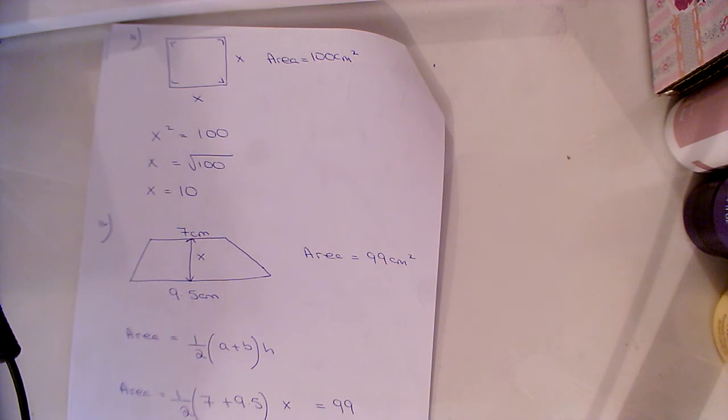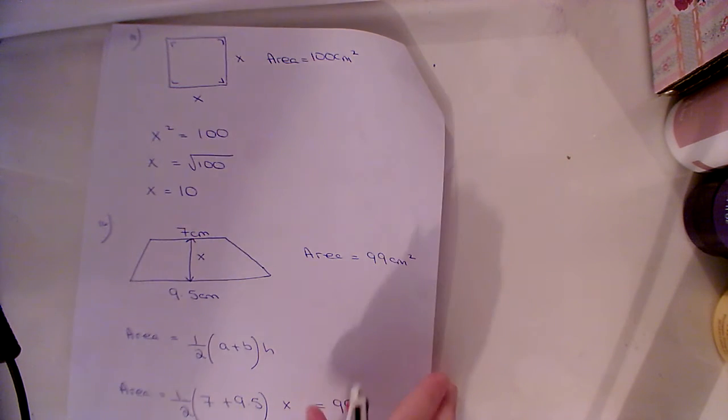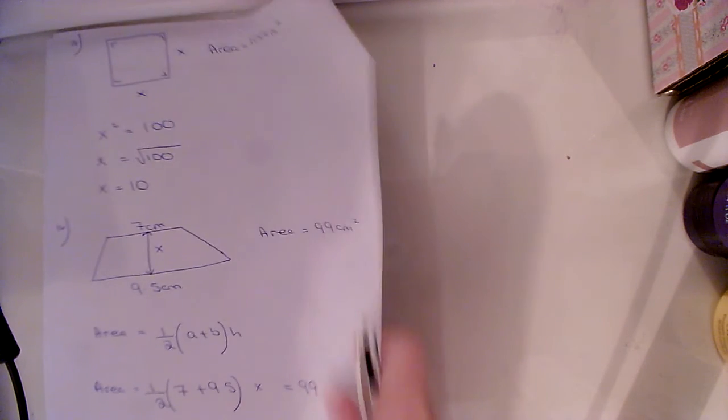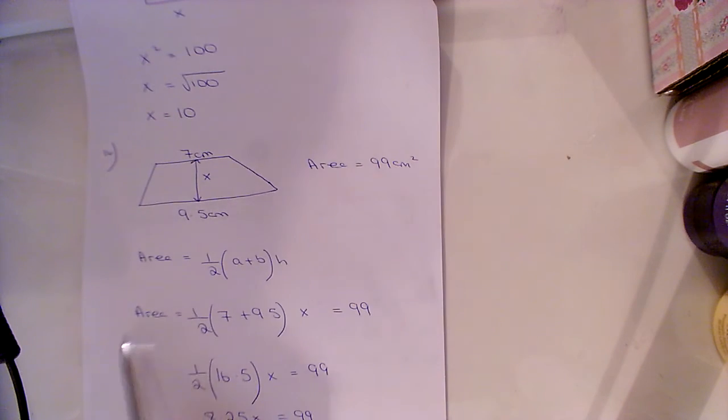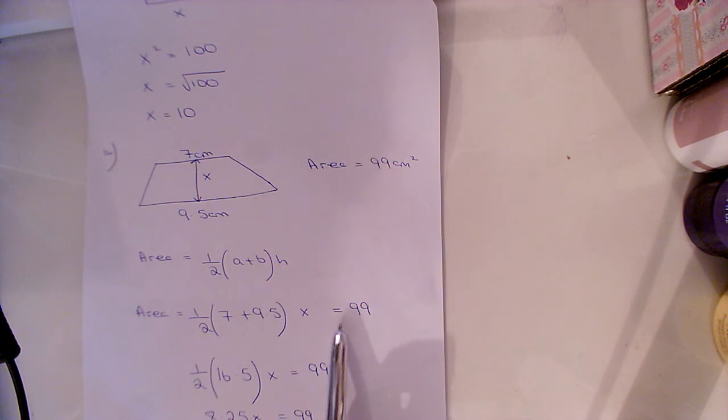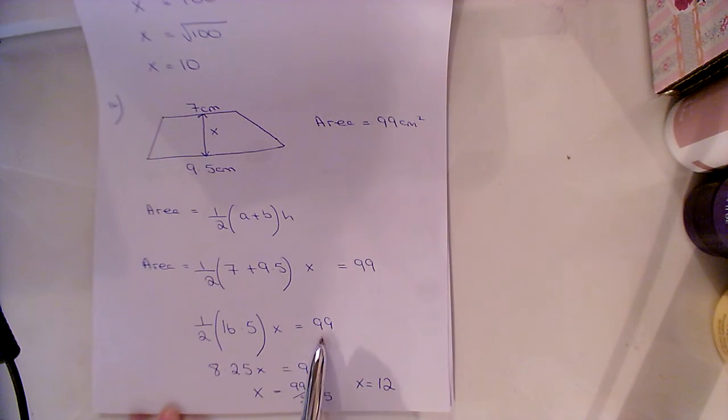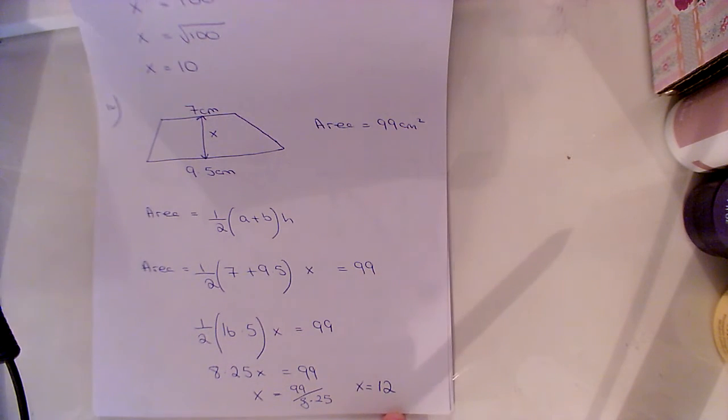For part 4, I have a trapezium, so I'm told the area is equal to 99 centimeters squared, and I'm looking for my height. So the formula of a trapezium is area is equal to half bracket a plus b, h. So I have area is equal to half bracket, my a is 7 plus my b is 9.5, my h I don't know, so I put in x, and that's equal to 99, and I get a half 16.5, x is equal to 99, so half 16.5 is 8.25, that's equal to 99, so I divide across by 8.25 and I get x is equal to 12.